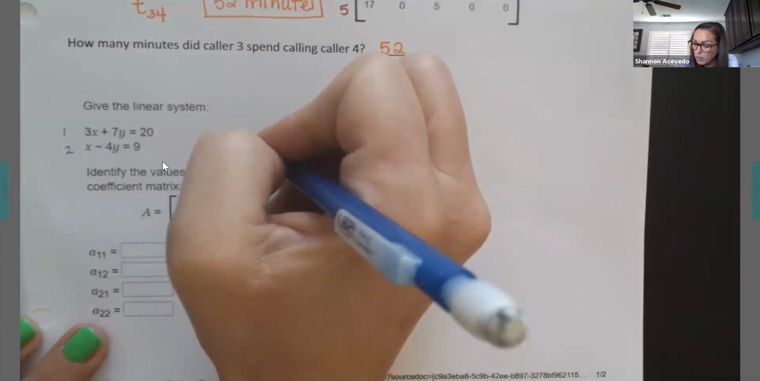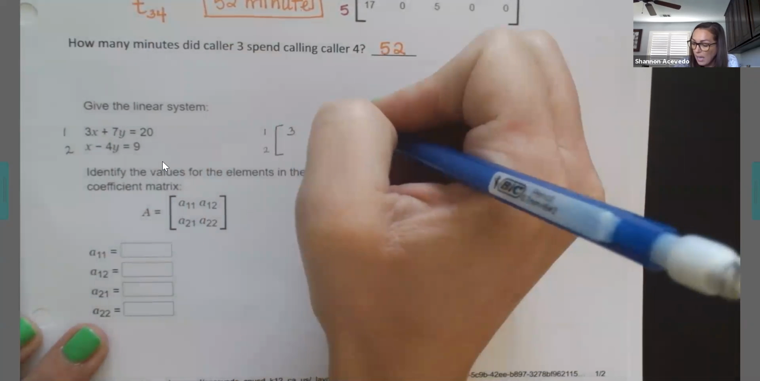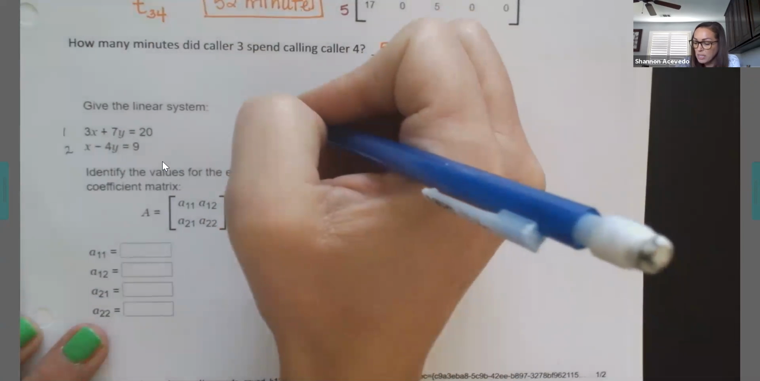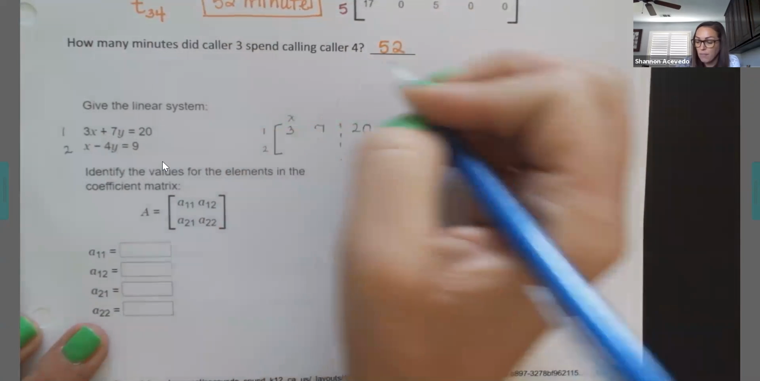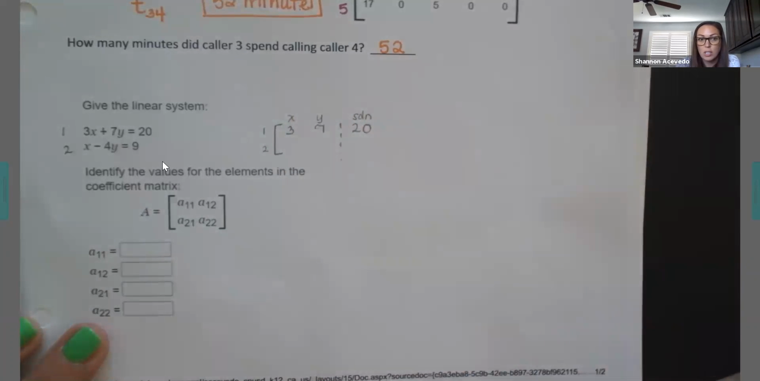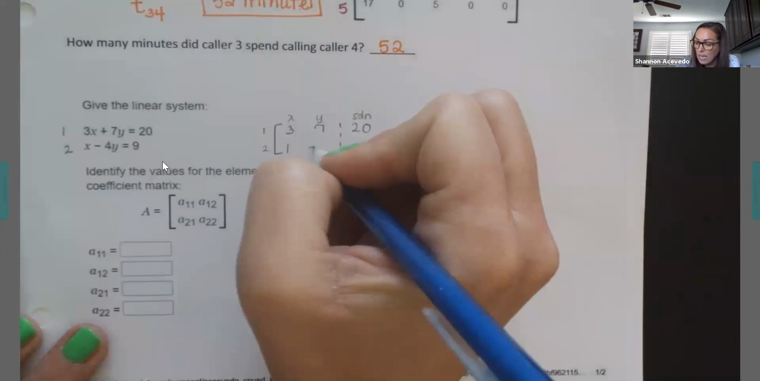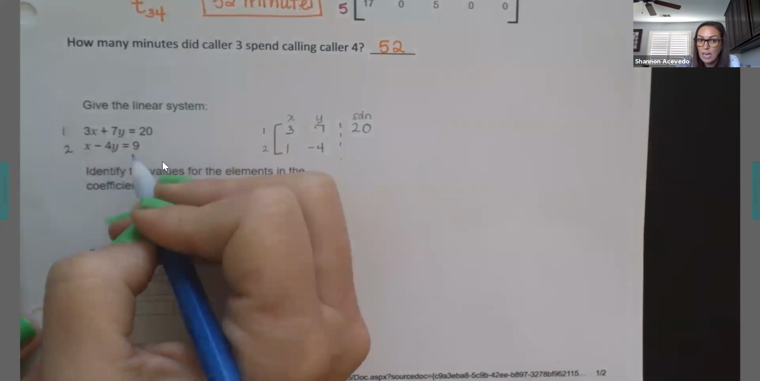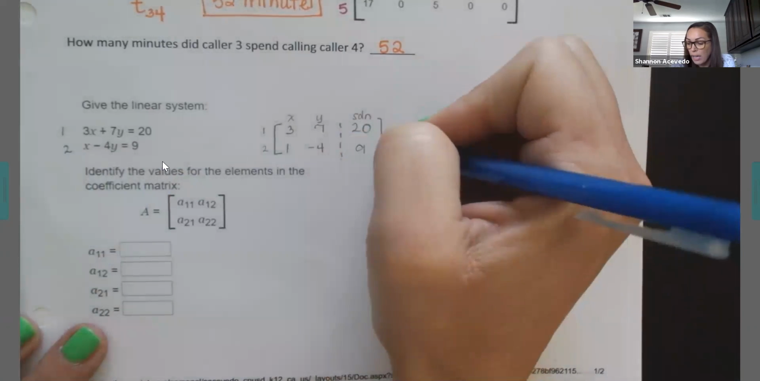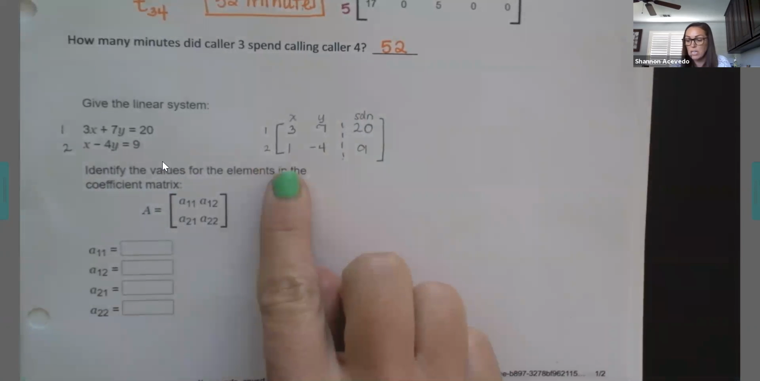If I have my row 1 and my row 2, I would have a 3, 7, and my 20. Looks kind of funny, right? That's because this first column represents the x values, my y values, and this is that solution. So when I talk about my second equation, I would have a 1 here, then I would have a -4, and it's equal to this 9. So a lot of times you'll see this little dashed line to represent that this is going to be what we would call the coefficient matrix.